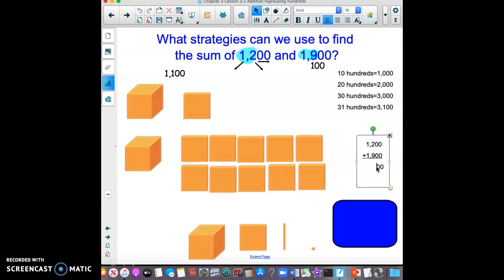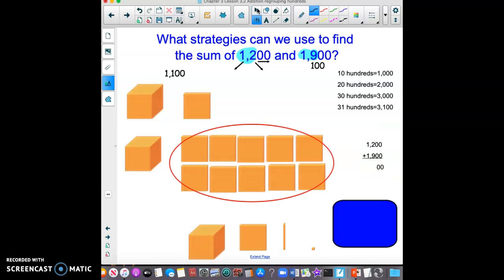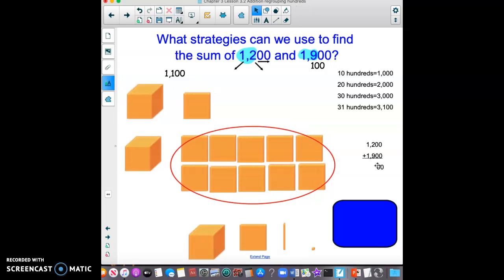11 tens has a special name. It's 1000 and 100. 9 plus 2 is 11, which is this 10 and one more, 11 hundreds. But we already said that this 10 hundreds has a special name, 1000, right? So let's write that 1000 up here with the other thousands. It makes sense. It is 1,000.